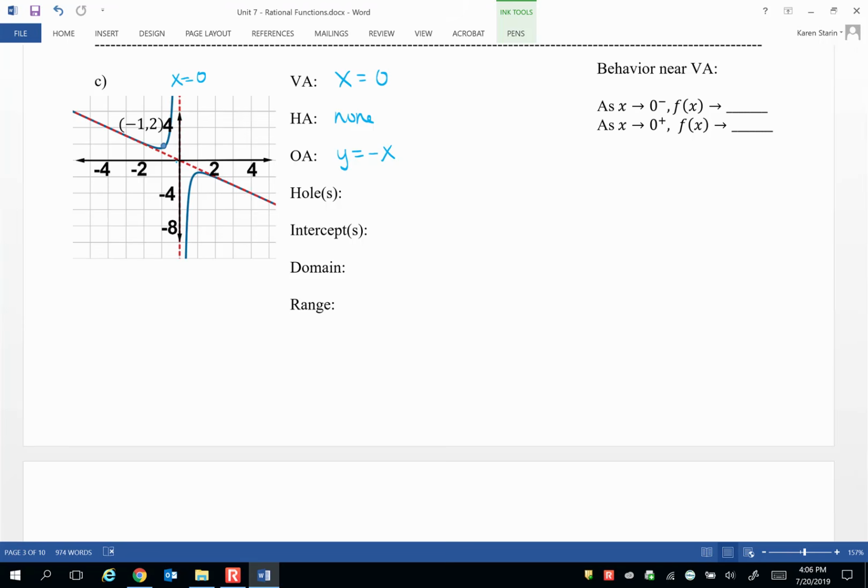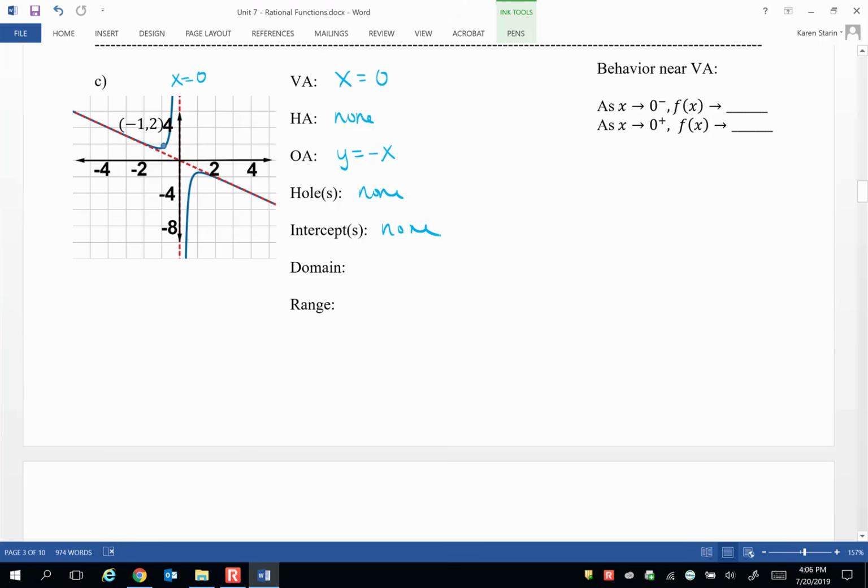I don't see any holes, so we'll say none there. And I don't see any intercepts. I don't see an x-intercept or a y-intercept. Remember that the oblique asymptote is an imaginary line. It's not part of the function. It's just something that describes the shape or the end behavior, so there are no intercepts.